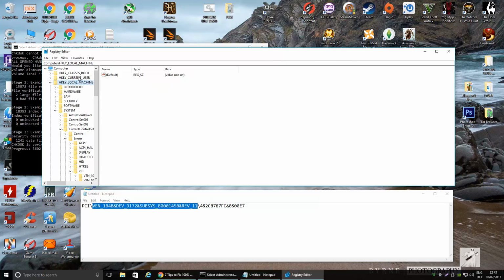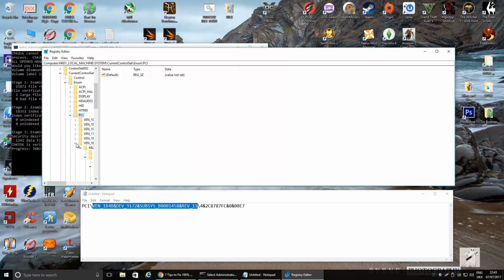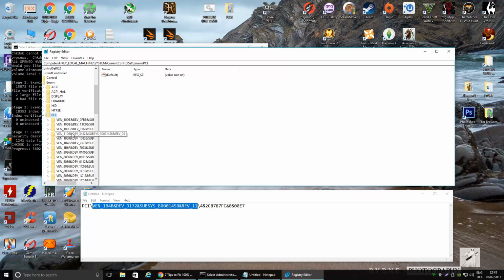HKEY_LOCAL_MACHINE, System, CurrentControlSet, and then go down to Enum. Then you want to go down to PCI. Now this is where that bit comes in, what I copy and pasted in the notepad. You've got to find yours. It starts with VEN. Find the one that corresponds in the regedit. Once you find it, as I do in a minute.